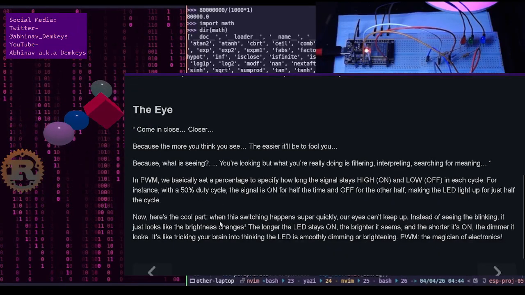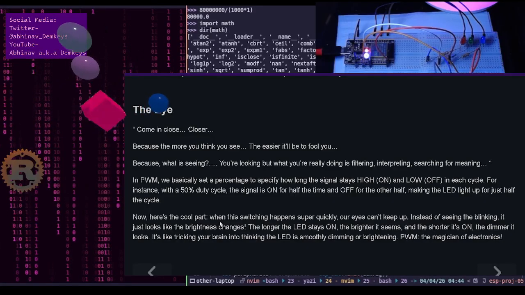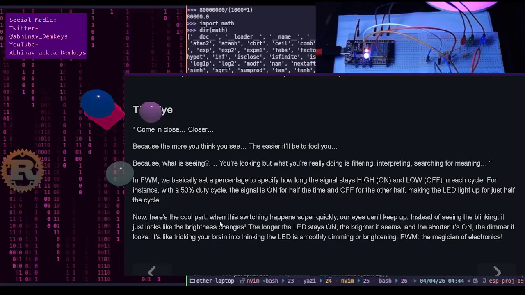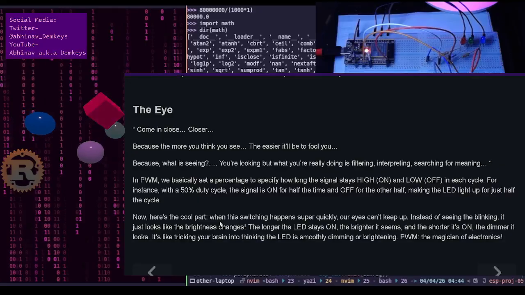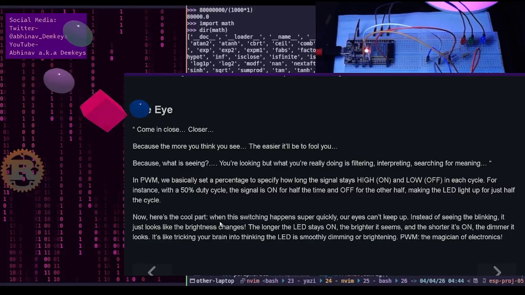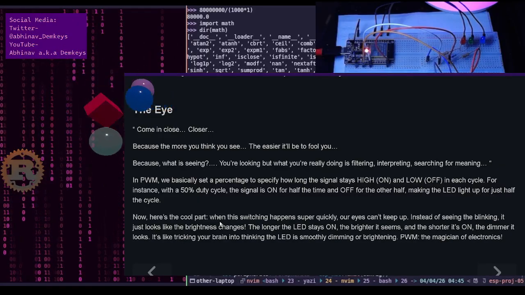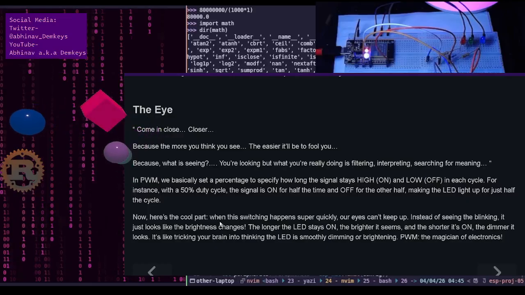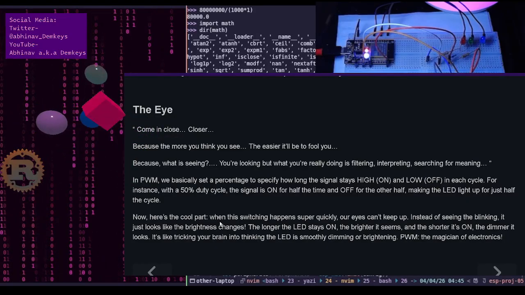The eye. Come in closer, closer, because the more you think you see, the easier it'll be to fool you. Because what is seeing? You're looking, but what you're really doing is filtering, interpreting, searching for meaning.